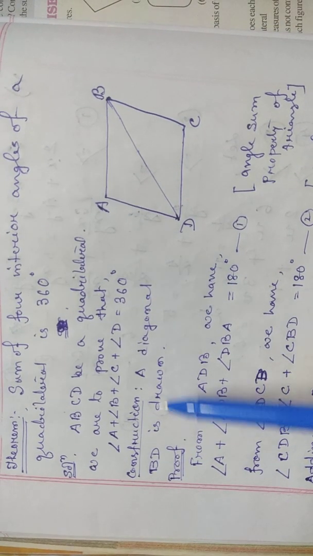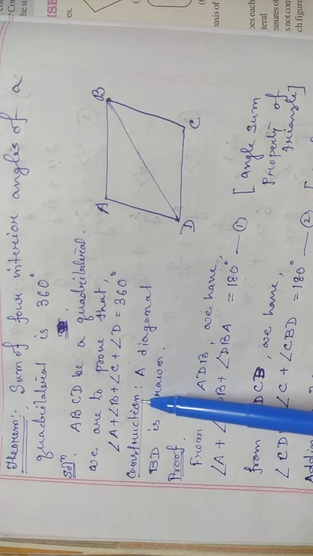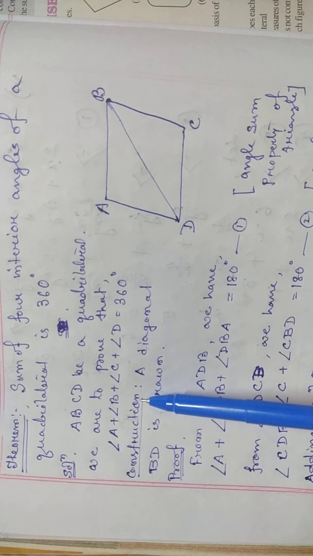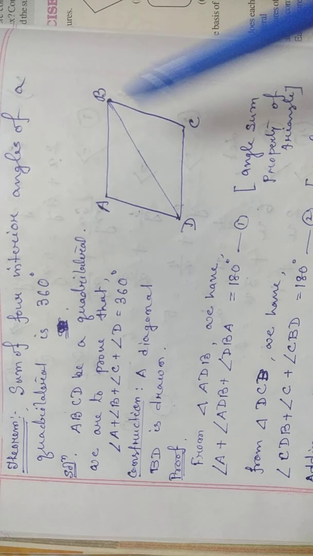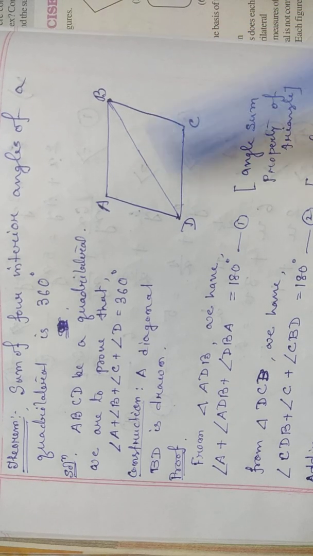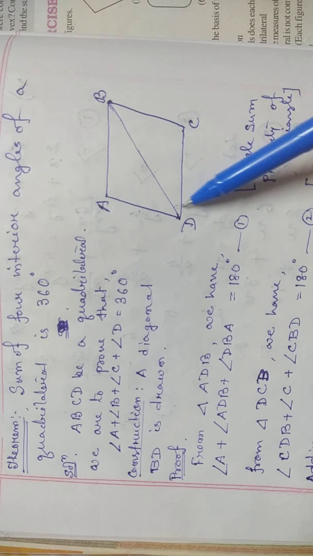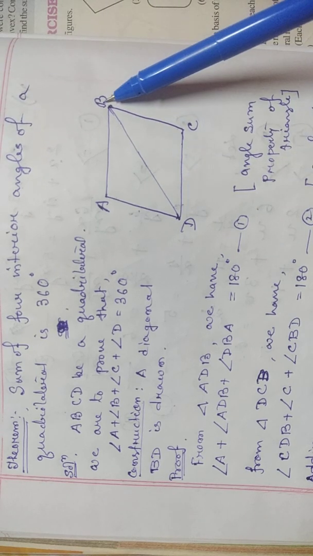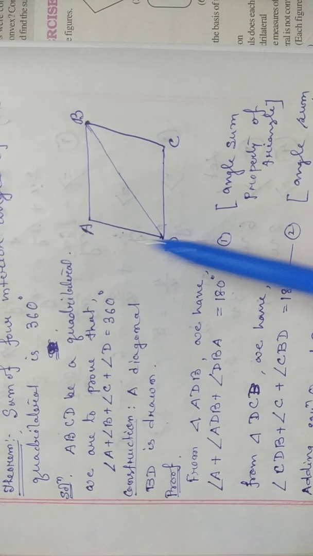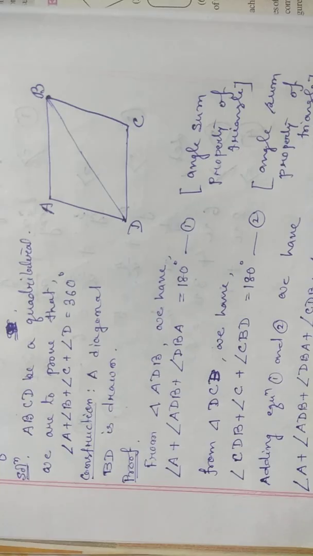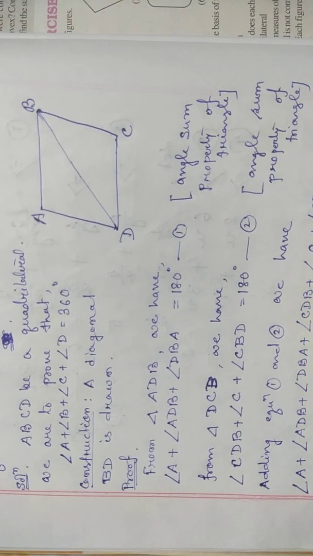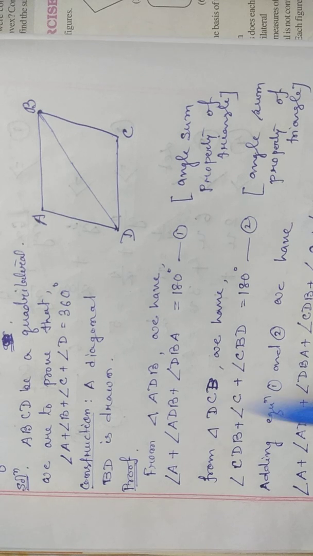Then next part is construction. We have to construct a diagonal. I've drawn here a diagonal BD. One diagonal drawn, that is BD. Okay? You can draw the diagonal AC also. You have to draw only one diagonal for the proof. Okay? Now proof part.